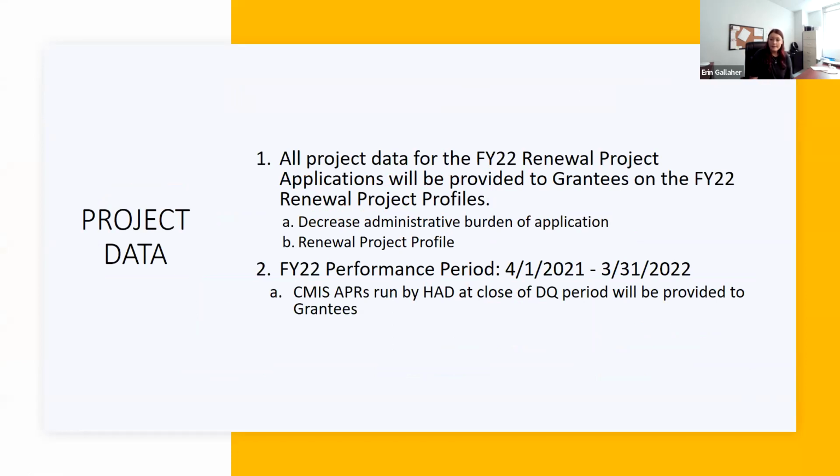One of the things highlighted by Christy, which is one of the things that we've worked pretty hard on this year, was to have all of the project data provided to the grantees through the renewal project profiles. So the intention behind this is to really decrease the administrative burden of the application, and then we will review the profile in just a second. And we use the same performance period for 1/21 to 3/31/22. All of the APRs have been run and they will be provided to the grantees in addition to the renewal project profiles, just so you can see the reports that we were utilizing for those.